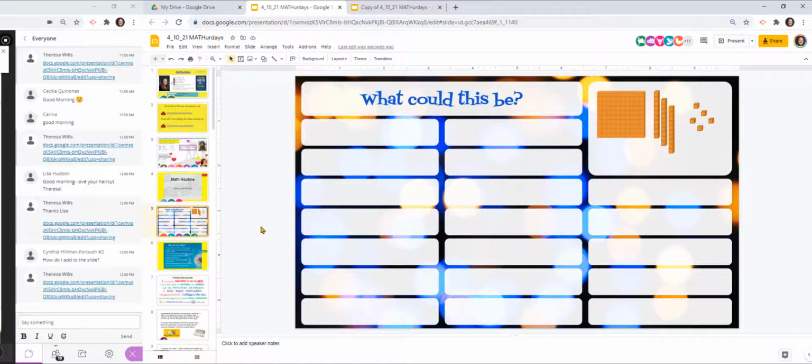This routine is called What Could This Be? And the goal here is that everybody responds, but if you see somebody else's response that you agree with, you can make it bold, but don't repeat it. Try to think of something else. We're going to see if we can get at least 20 different correct answers on slide 5. So, what could this be?